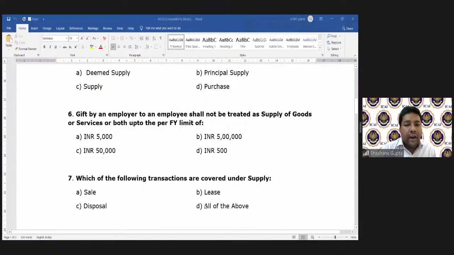Now, which of the following transactions are covered under supply? A, sale, B, lease, C, disposal, D, all of the above. Which one is the correct answer? 7A, 7B, 7C, or 7D? Good, Aditi. Good, Abhishek. Good, Karthik. Shivani, Shivangini. Good, both. The correct answer is D, all of the above.